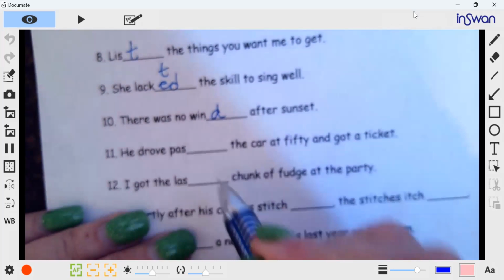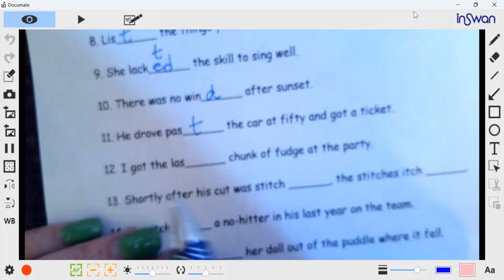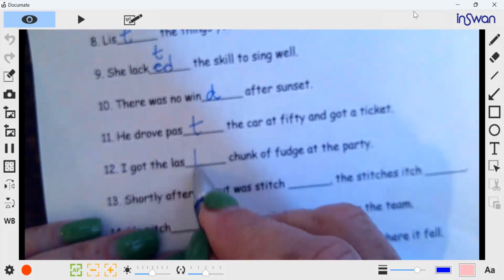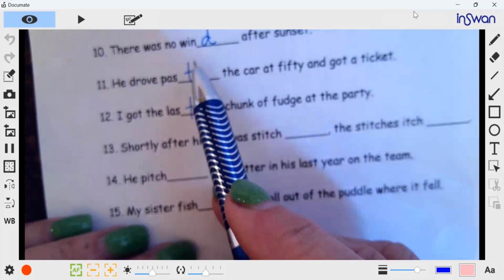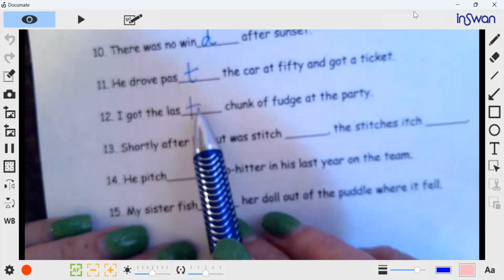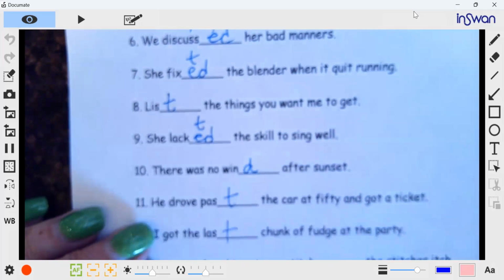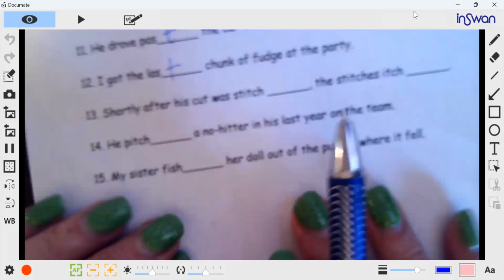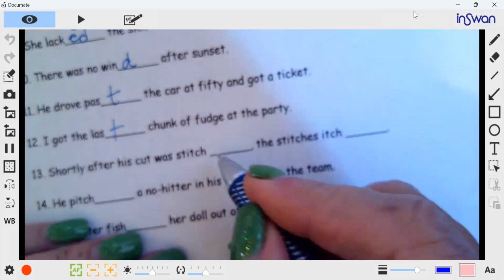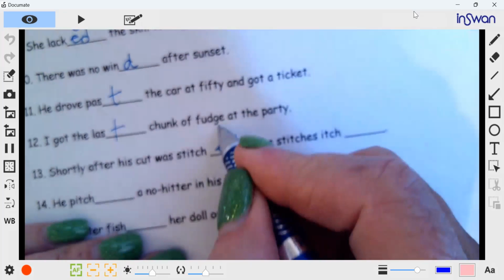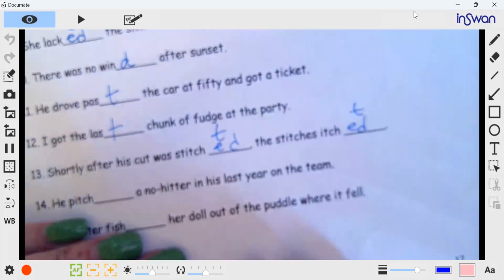He drove past the car at 50 and got a ticket. So past. I got the last chunk of fudge at the party. See, some of these words only require the T. So we're teaching the child the T letter versus the sound of T for the past tense, which uses ED. Hope this is making a lot of sense to you. Shortly after his cut was stitched, there's that T sound again. The stitches itched. And that sounds like T again, itched.